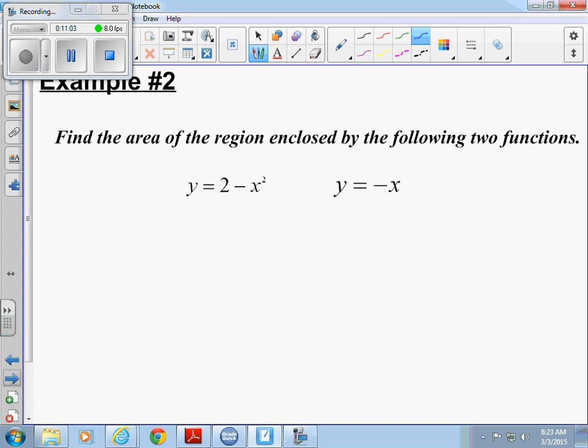I would rearrange it to be negative x squared plus 2. See how much easier it is to tell just with this. Wasn't a lot of work, but it really helps your brain out. Does mine too.